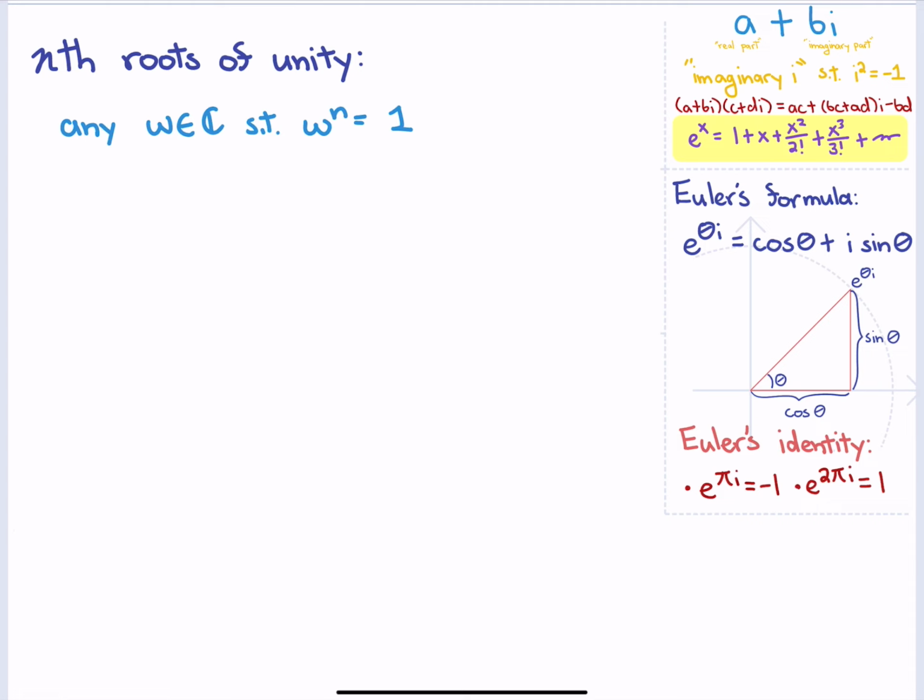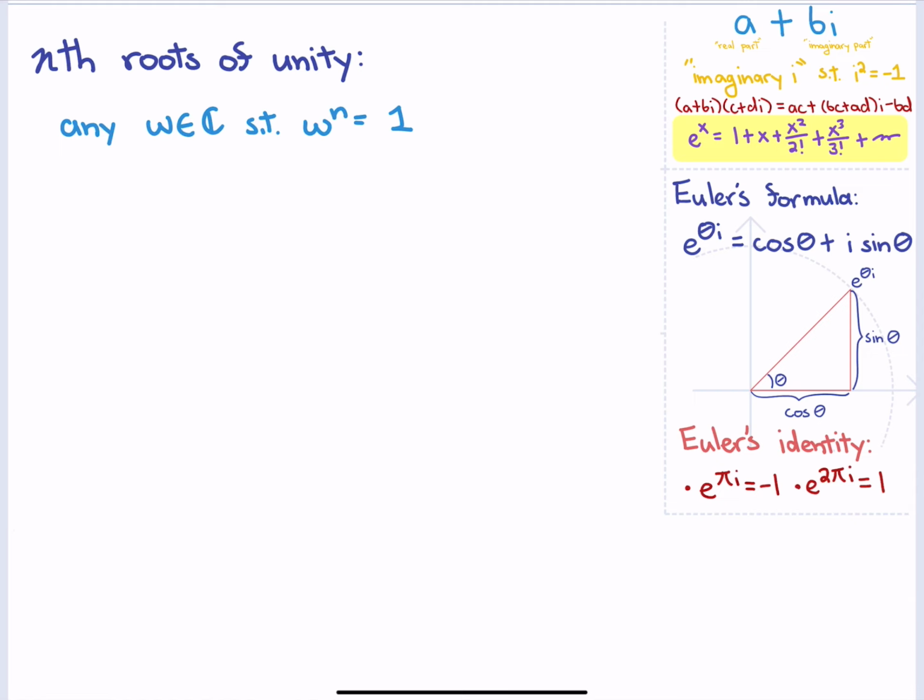Well, if n is 1, then i to the 1 is just i, so it's not equal to 1. 0 to the n is also equal to 0, so that's no good. What is an example of a valid choice of omega that always works? Just to make sure we're on the same page, what's the easiest one? 1. Okay, so that's one root of unity, right? 1 to the n is always equal to 1.